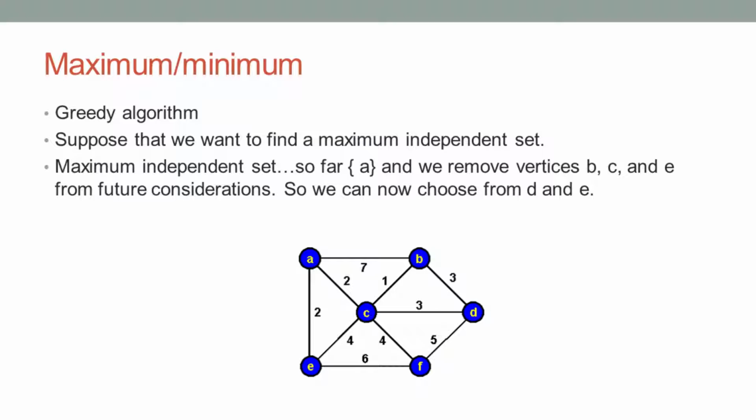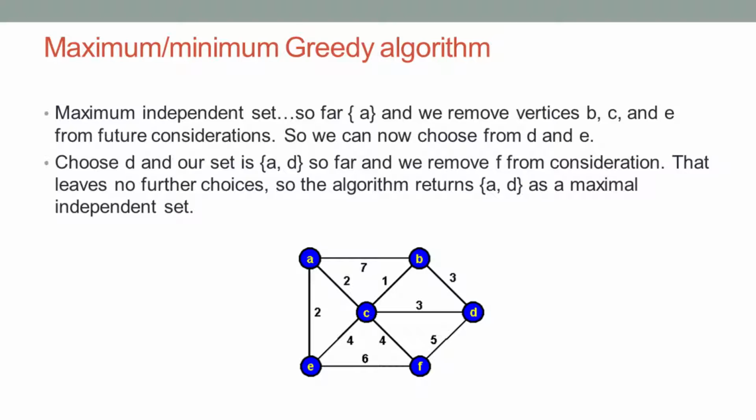Now, since we want to build an independent set because of our constraint, we can exclude B, C, and E from our consideration if we've chosen A, because those would induce an edge since they're adjacent to A. So we proceed to select either D or F, because that's all that's left. We could choose, say, D, but then we would have to exclude F. All of the vertices have either been chosen or excluded, and so the algorithm terminates and it returns A and D as a maximal independent set.